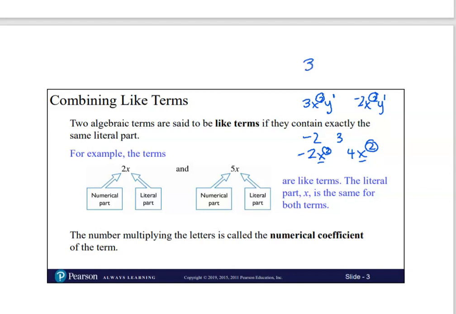However, if I were to put 3x squared and 4y squared, these are not like terms because this is an x and this is a y. They have to be the same variable raised to the same power. So these two would not be like terms.